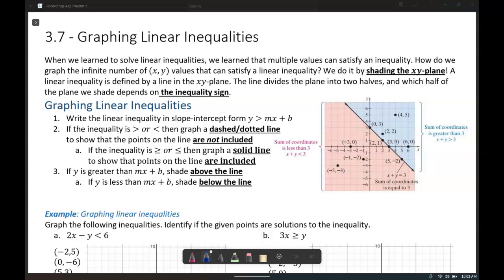Let's go ahead and finish up our chapter 3 with graphing linear inequalities. A lot of the skills we used earlier with equations of lines also translate to inequalities. We're just adding in the inequality symbol instead of an equal sign.